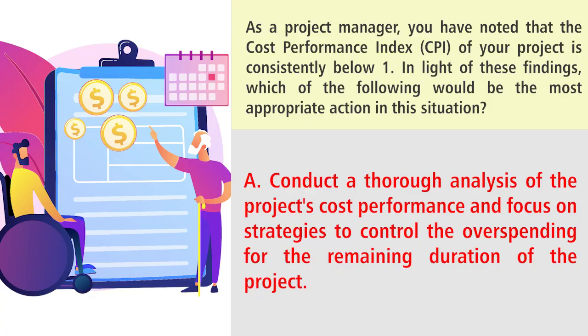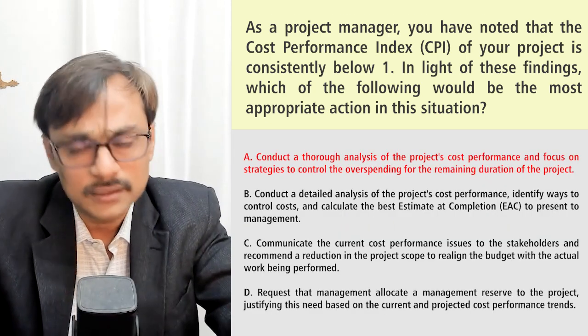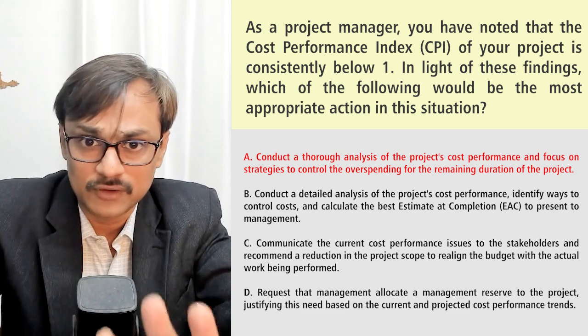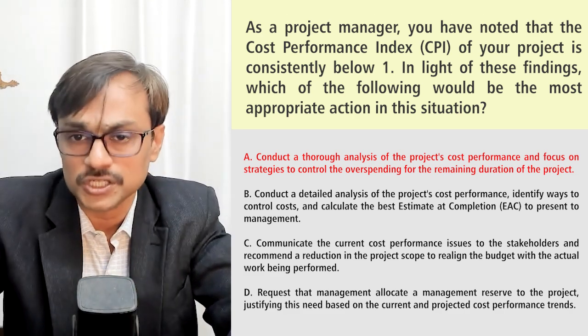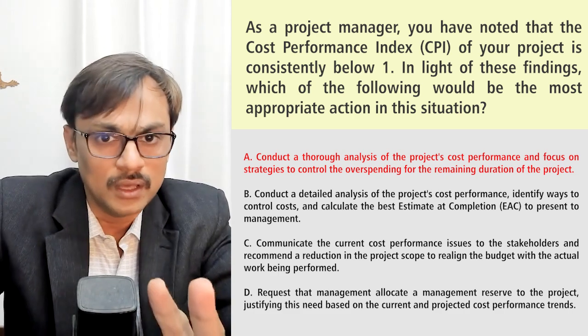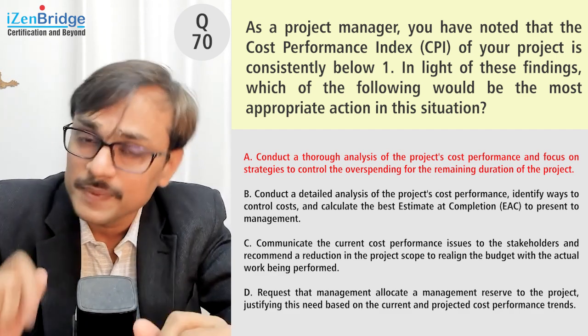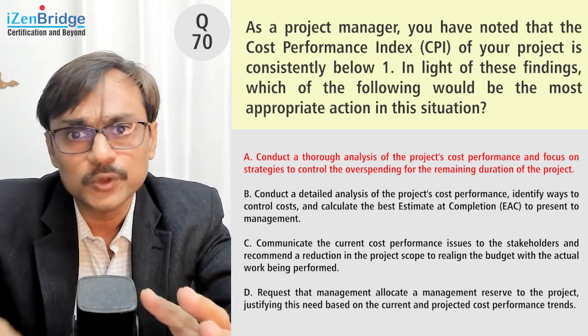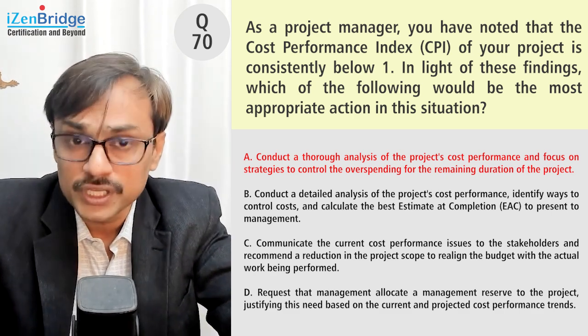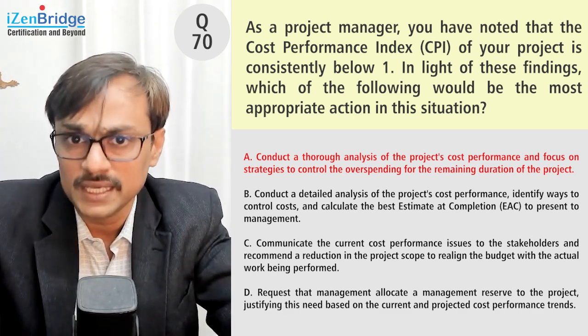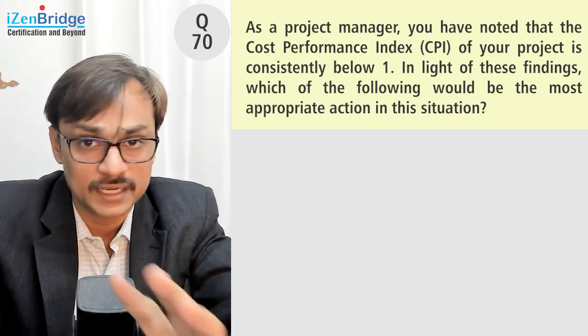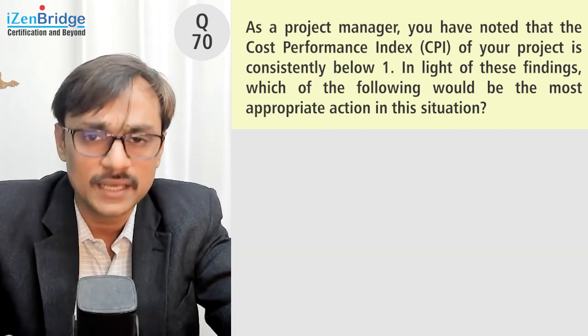Let's look at the options. Option A, conduct a thorough analysis of the project cost performance and focus on strategies to control the overspending for the remaining duration of the project. Great idea, but it's been a while. Now, at least for the remaining project duration, we should control our cost. It addresses the issue only partially, because what about the money which we have already spent? It's been a few months, so we should be doing something about that money also. Probably we need to do communication or forecasting related to that money as well. So let's look at other options to see if we get an idea to take care of the current extra spending as well.